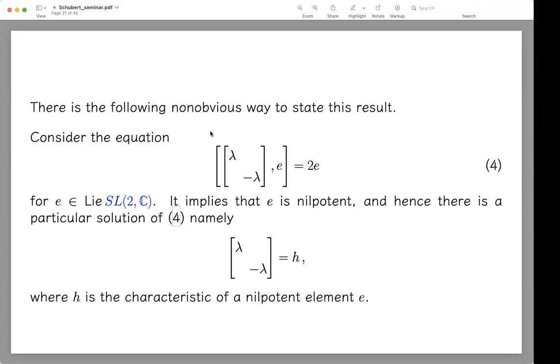Well, let's think of the eigenvalue lambda as being a matrix, like lambda, minus lambda. And let's consider the equation that its commutator with some unknown matrix E is twice E. And then this at once implies that E is a nilpotent matrix. And so there is a particular solution, namely the characteristic of that nilpotent matrix. So for any Lie algebra, there is a finite set of semi-simple elements called characteristics of nilpotent elements.